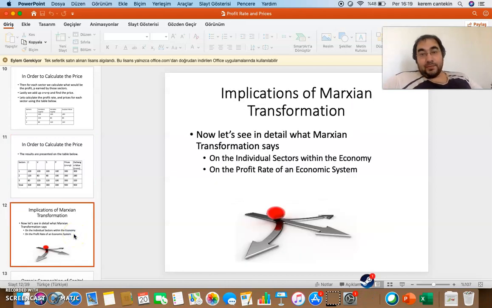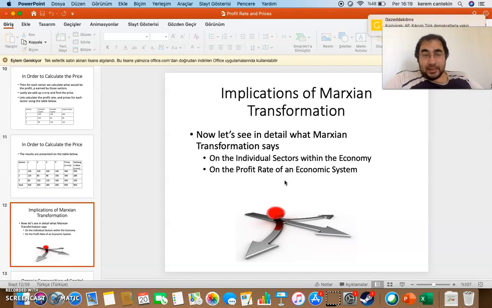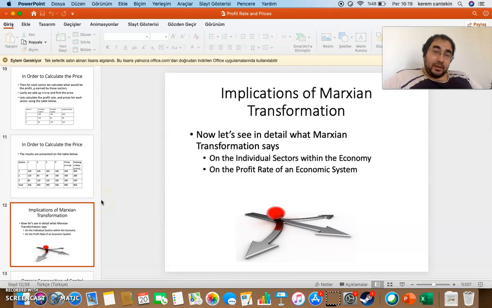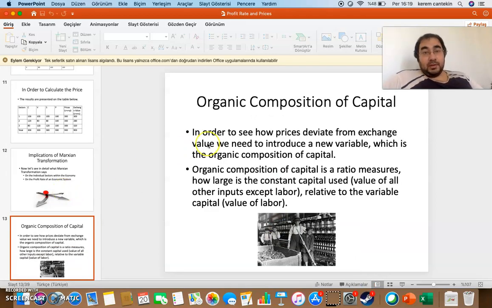Now, we will discuss first what this Marxian price theory says for the individual sectors, and what it says on the overall profit rate of the system. And of course, we will see everything we have seen up to this point also in analyzing the economic system in the coming part, where you will see how we can use those concepts to understand basic economic trends. Now, first, I will introduce you to a new concept.